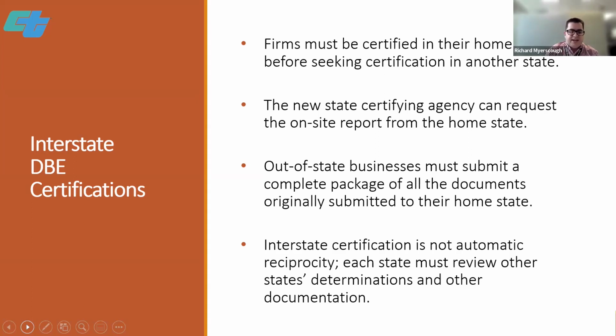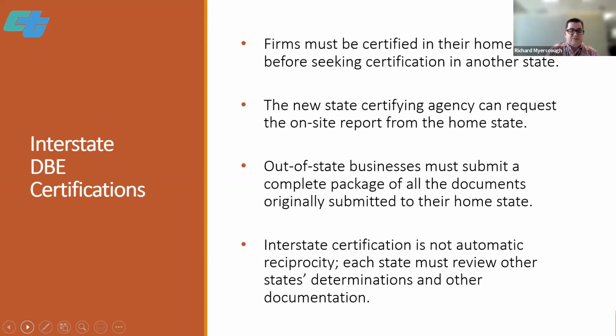The California certifying agency can request an on-site report from the home state. So when we have a Nevada company who wants to get certified as a DBE here in California, we'll ask for all the paperwork they turned in previously in Nevada. Out-of-state businesses must submit a complete package of all documents that were submitted to their home state certifying agency. So maybe keep those in a file somewhere so that they're ready to go in case you want to branch out.